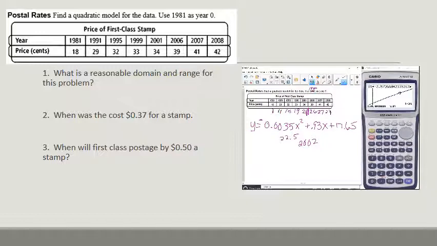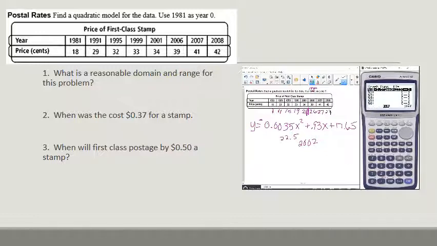Then we're asked when the first class postage will be 50 cents. So we're going to do the same thing. We're going to exit. We're going to draw it. G-solve, X-calc. And we're going to put in 50. And it tells us it's not found. It's not because it won't happen. It's because our window isn't big enough.